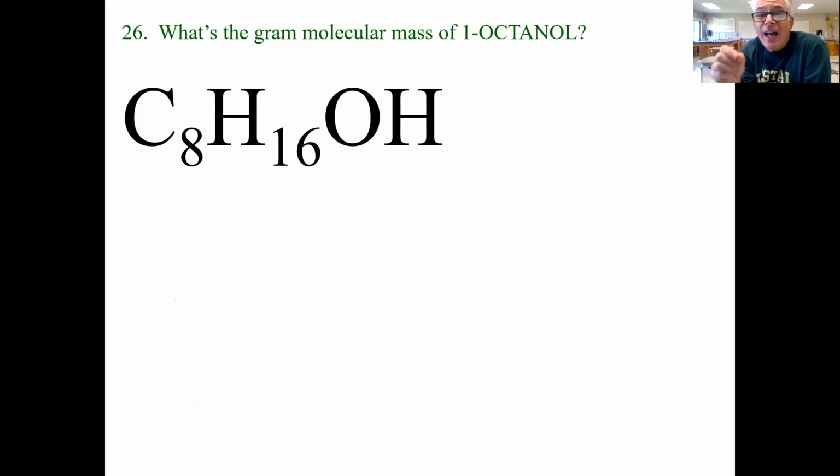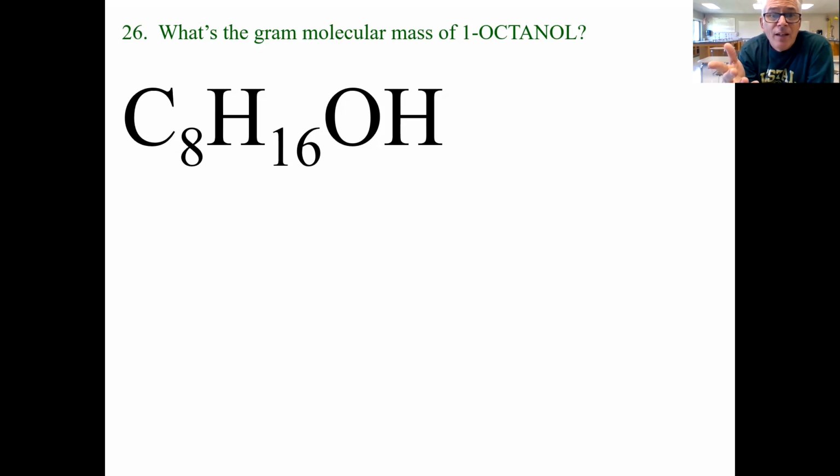What is the gram molecular mass of this compound? It happens to be something called 1-octanol. You don't have to know that. There's 8 carbons, octo, and it's an alcohol, so it ends in an OH. This is an organic chem molecule. It burns really well, but you can't drink it. This would kill you. But it's a kind of alcohol.